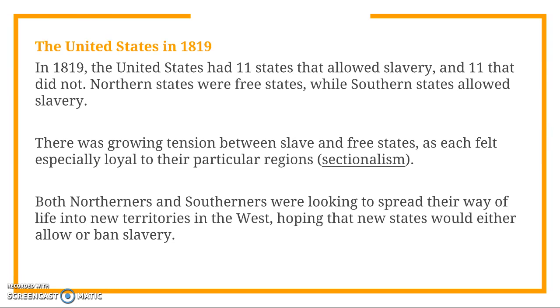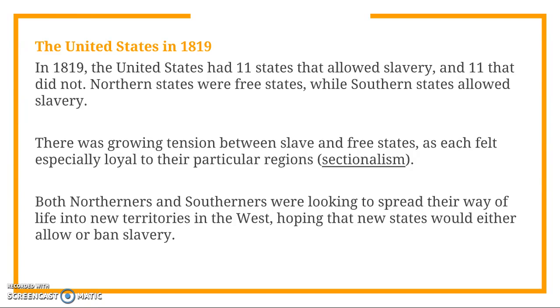Because of this, both Northerners and Southerners were hoping that their way of life would spread into the new territories that were being settled in the West. This means that Northerners were hoping that slavery would be banned in new territories that were settling in the West, while Southerners were hoping that the allowance of slavery would move into these new territories. And a lot of this came from the hope that their way of life and their section of the country would become the more powerful one.